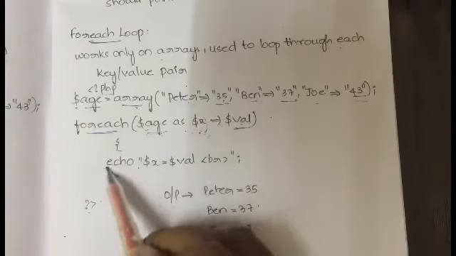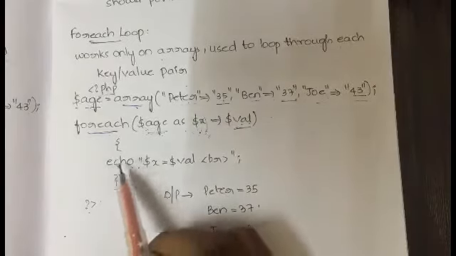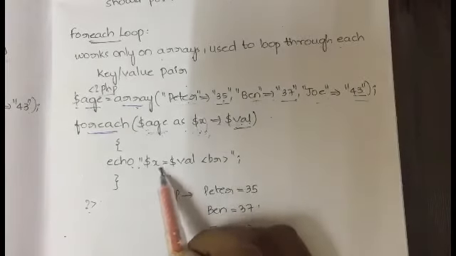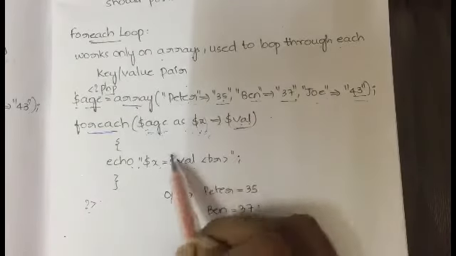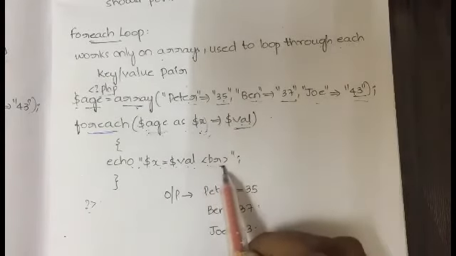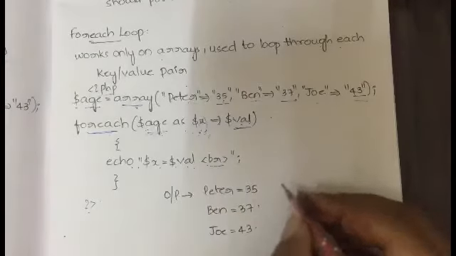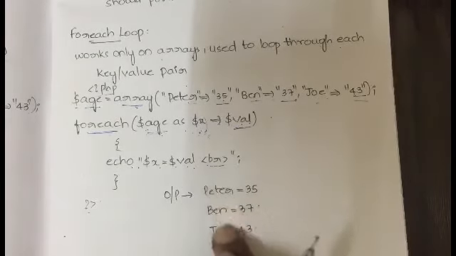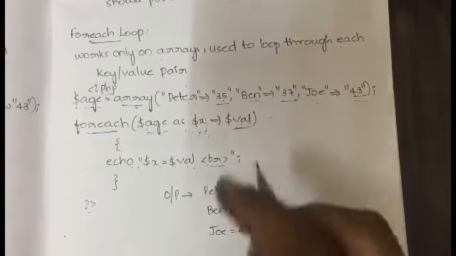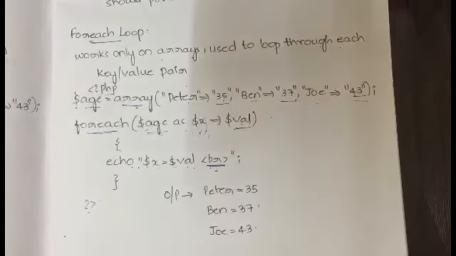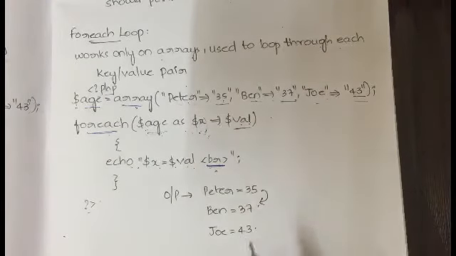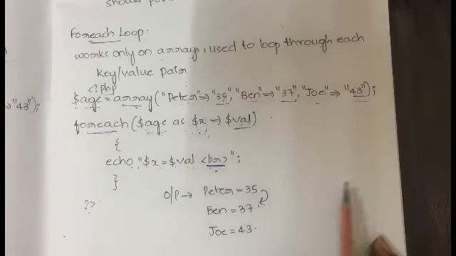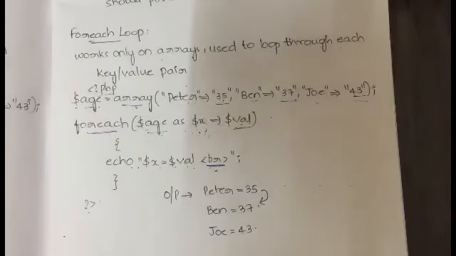What are we doing in the foreach loop? Echo. I already told you, it is a print statement in PHP. So $x is equal to $value. So whatever the values we are having here, that has to be printed, and we are using a break statement. If we don't use the break statement, you will get all these 3 lines in a single line. Okay, if we use the break statement after every iteration, you will go into the next line. If you don't use break, all the outputs you will get on the same line, right? This is about the foreach loop.